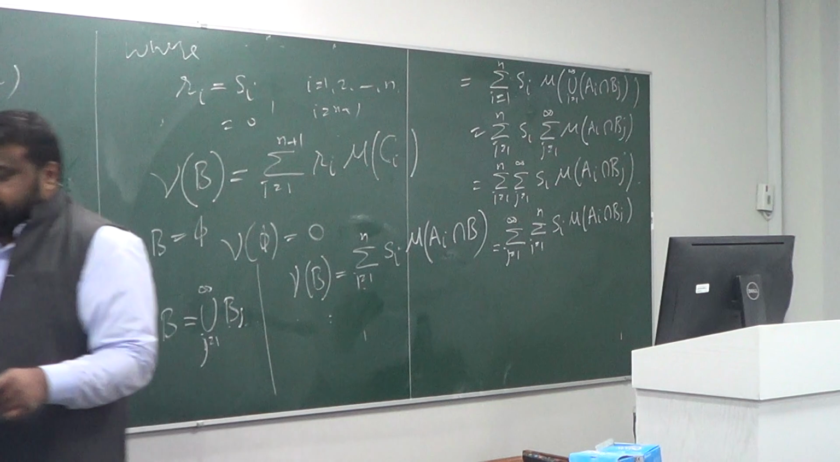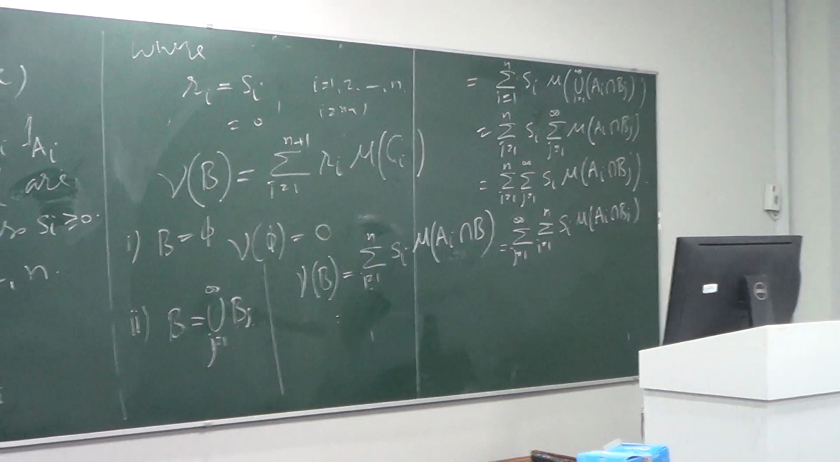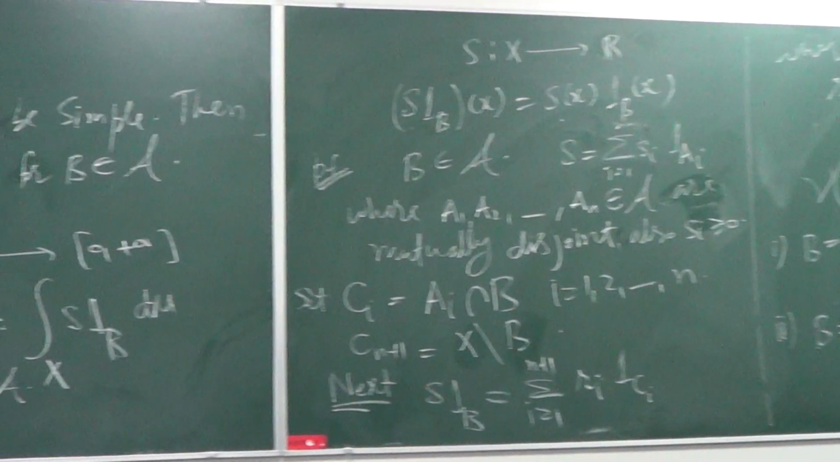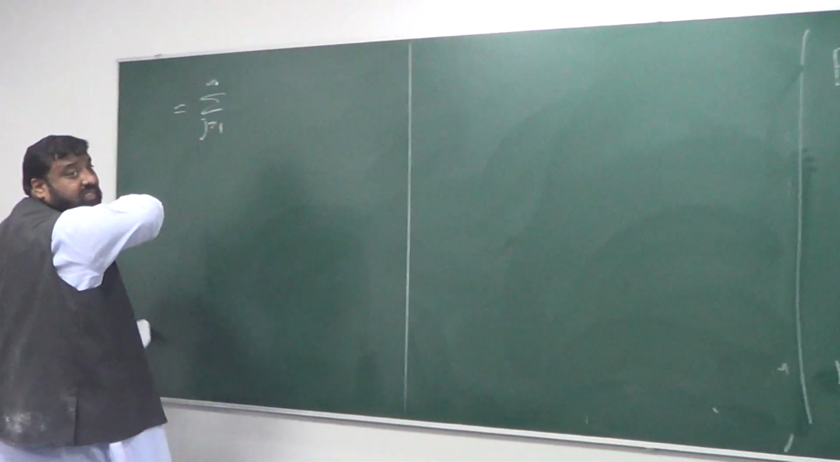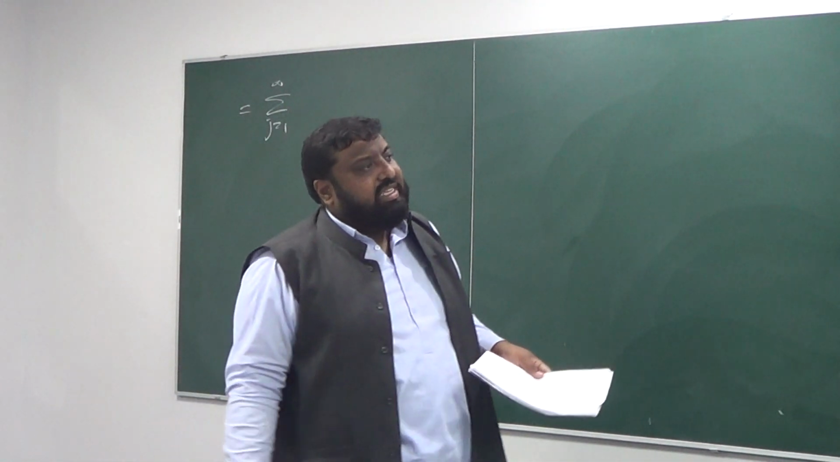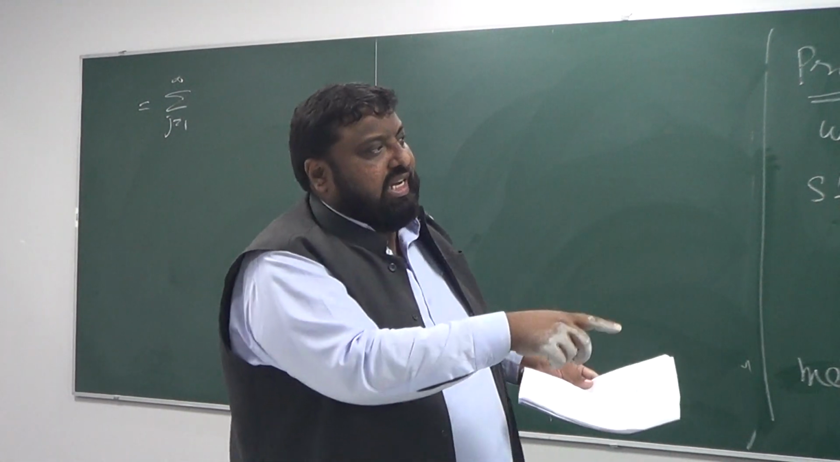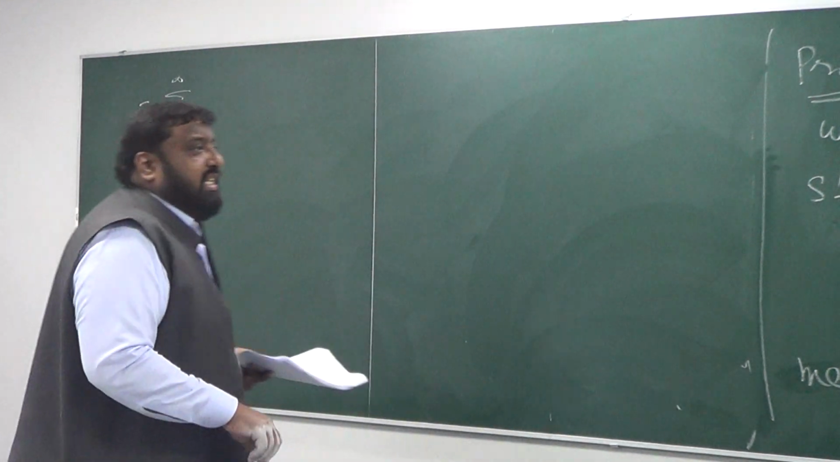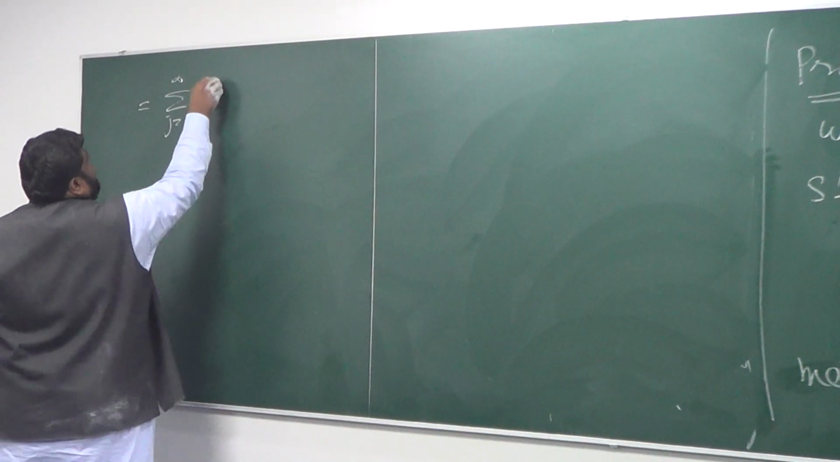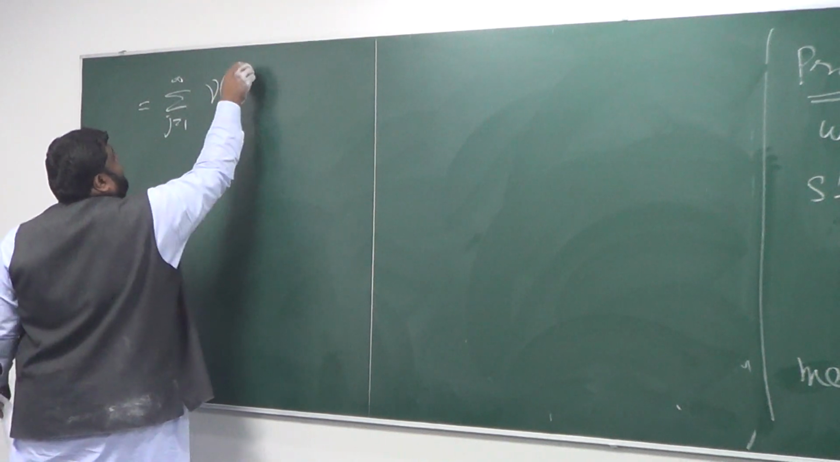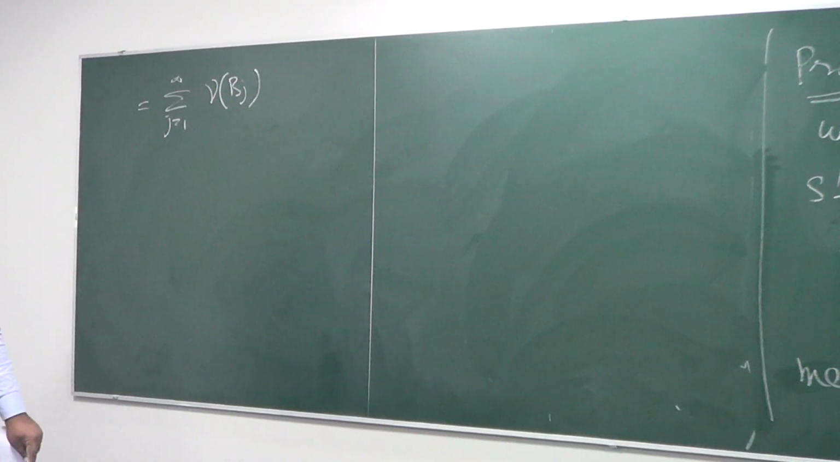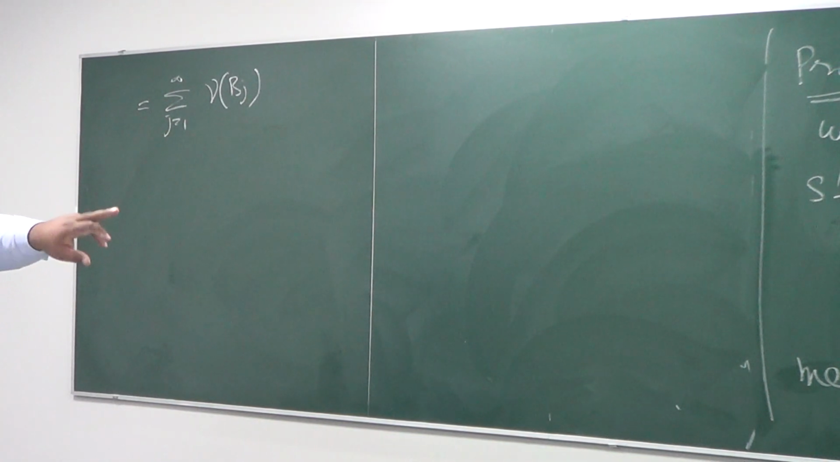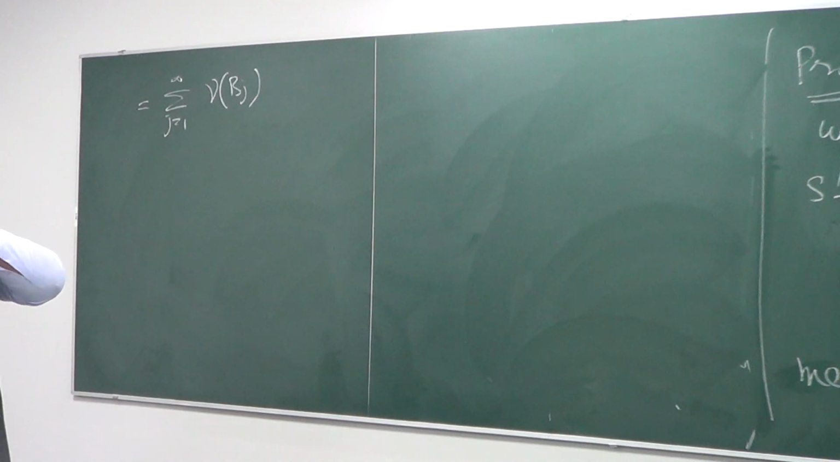So the final thing that I'm going to get is the sum over j equal to 1 to infinity. Tell me what this last term would be. How can I write this finite sum? This is nothing but nu of B_j. In your definition of nu, just replace B by B_j.